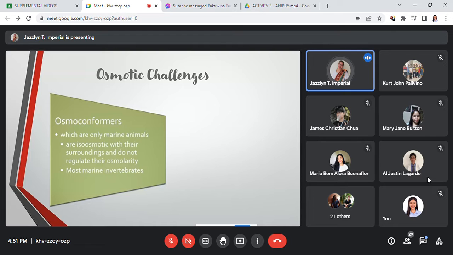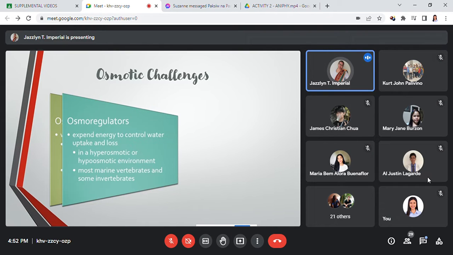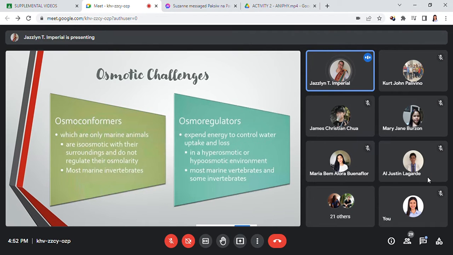So hindi nila nire-regulate yung kanilang osmolarity. So kung ano yung osmolarity ng environment, yun din yung sa loob ng kanilang katawan. So with that, there will be very few or at least none na movement kasi isoosmotic. So pareho yung concentration. So this is true for most marine invertebrates. Okay? Now, for osmoregulators, of course, you know this, they expend energy to control the mechanism of uptake and loss of water.